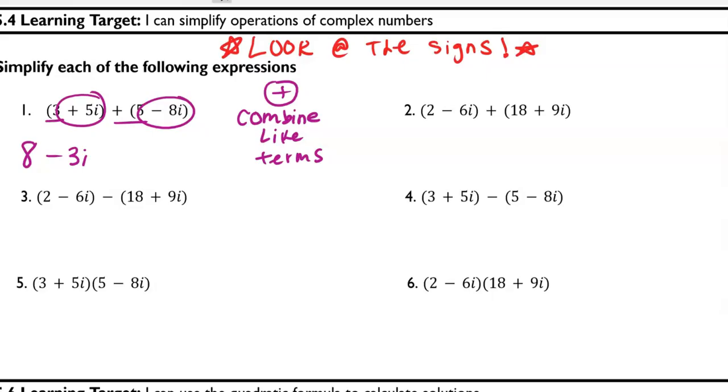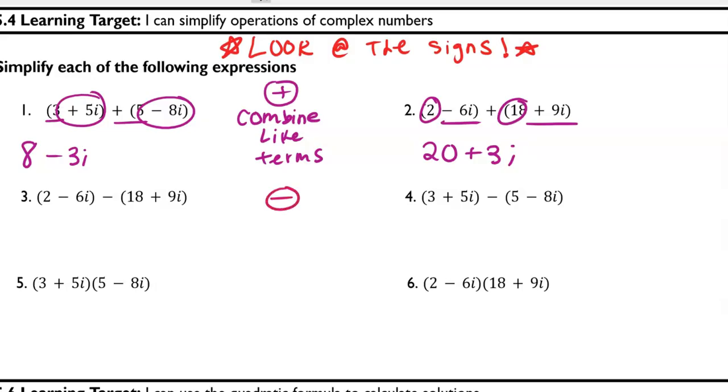Let's look at number 2. Again, we are adding, so we can go ahead and combine like terms. 2 plus 18 is 20. Negative 6i plus 9i is 3i.